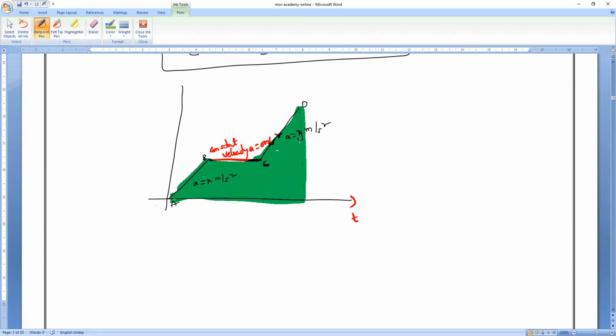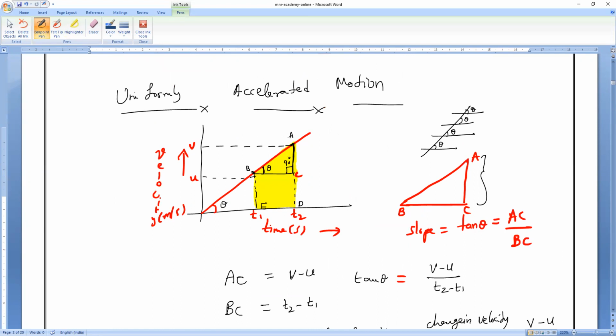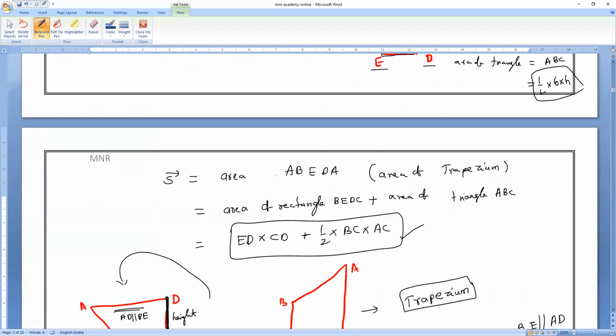I'm asking from A to D, total displacement. Is it okay, Mari? Yes, sir. In the previous question, I asked only between A to B. Do you understand? From A to B. That is the reason it was only under that. Understand, Mari? Yes, sir.